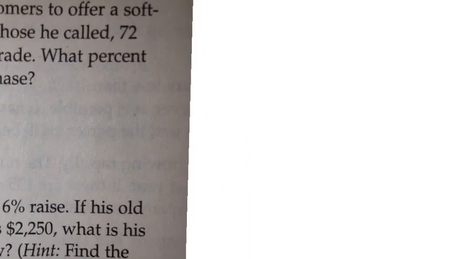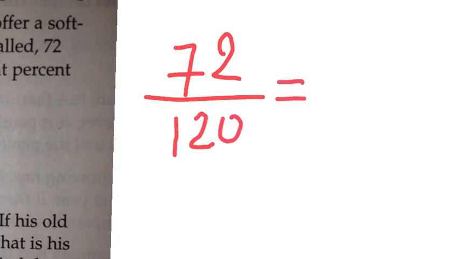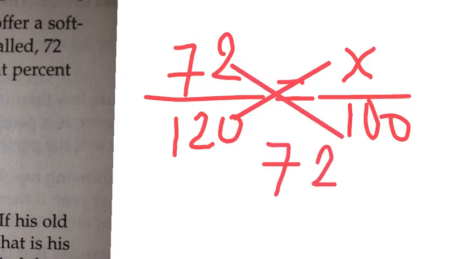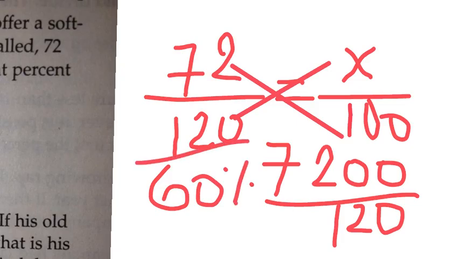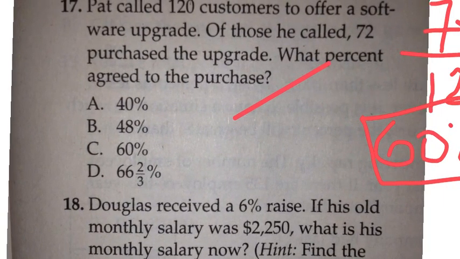So let's plug in our numbers. So 72 is my part, and 120 is my base, equals x, obviously, over 100, and I'm going to cross multiply. So when I multiply 72 by 100, I obviously get 7,200, and I divide by 120, and the answer is 60%. So that's my final answer, okay? So when I go back to the problem, I'm going to circle letter C, and that's 60%.